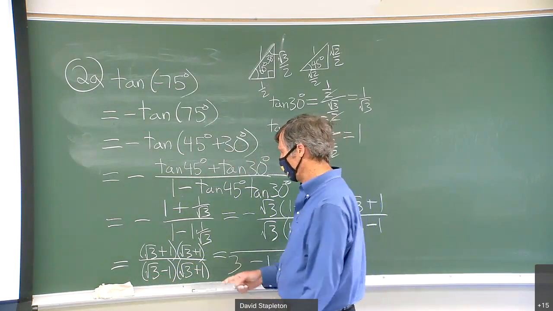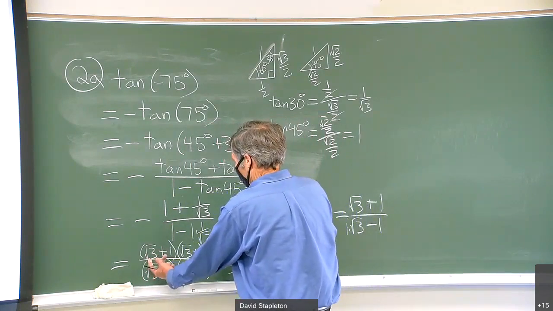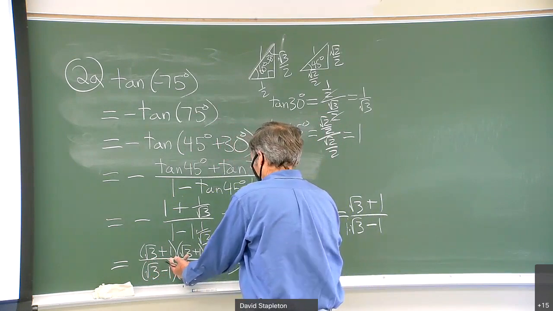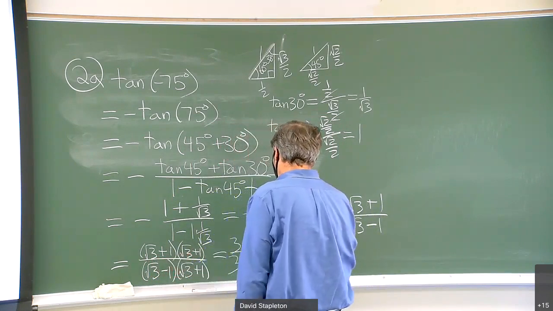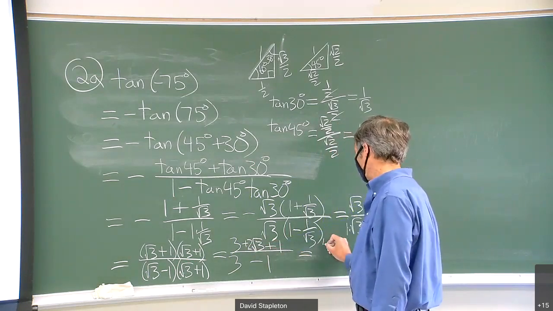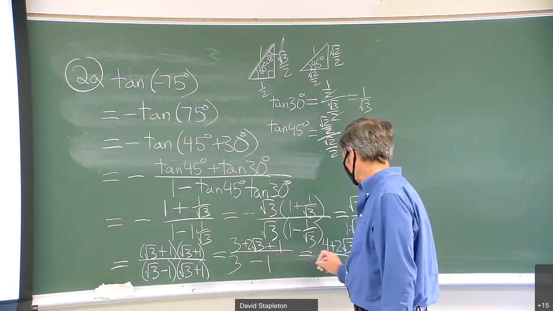The top, not so, they're not conjugates, right? Root 3 times root 3 is 3. Then I've got plus square root 3 on the outside, plus square root 3 on the inside is 2 square root 3. And then plus 1 times 1 is 1. So I've got this, and now on the top, combining like terms there, I got 4 plus 2 square root 3. On the bottom, I've just got 2.